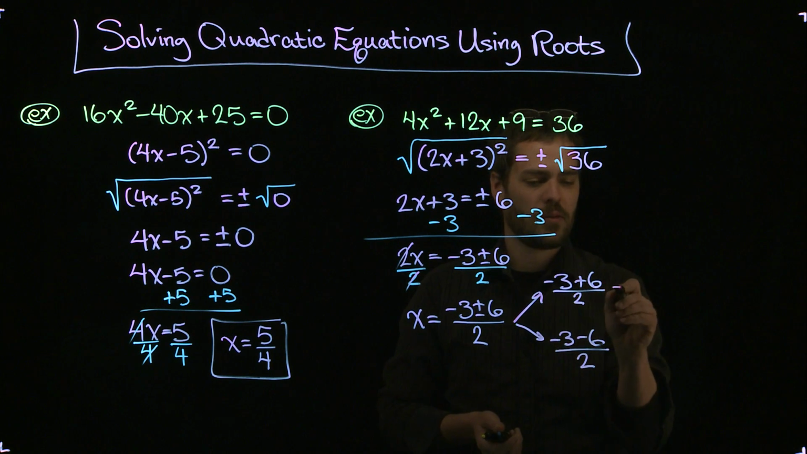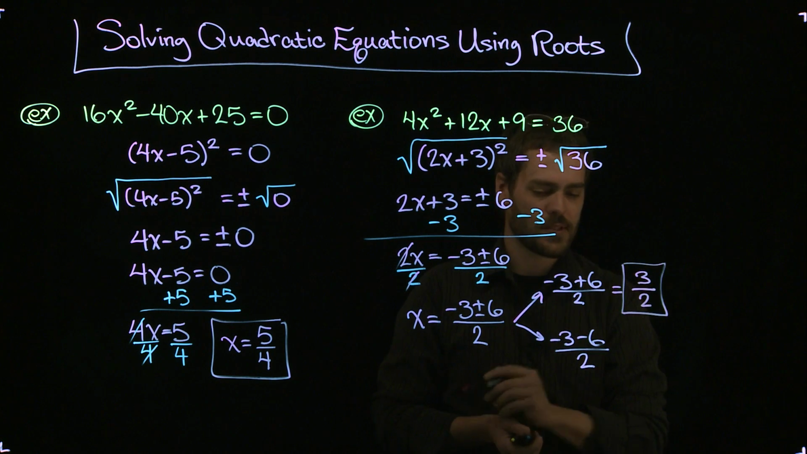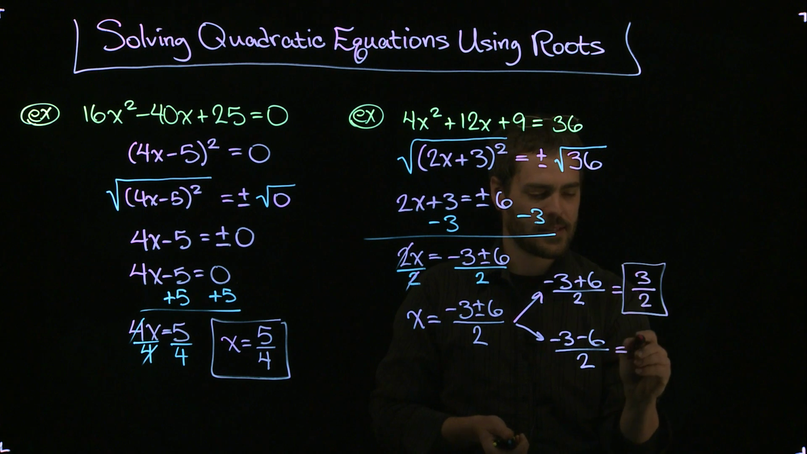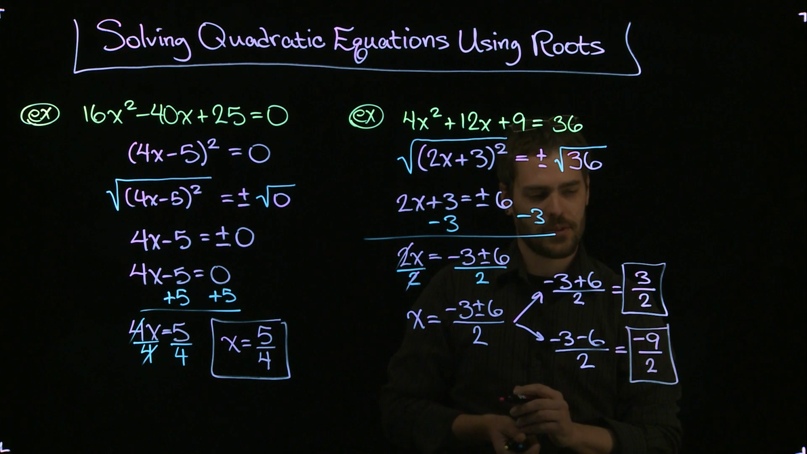Negative 3 plus 6 is 3 over 2, and so this is one of our solutions. Negative 3 minus 6 is negative 9 over 2. And there is another solution.